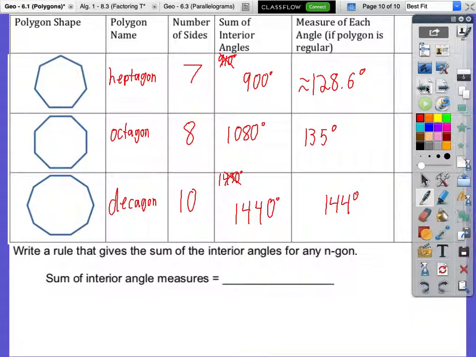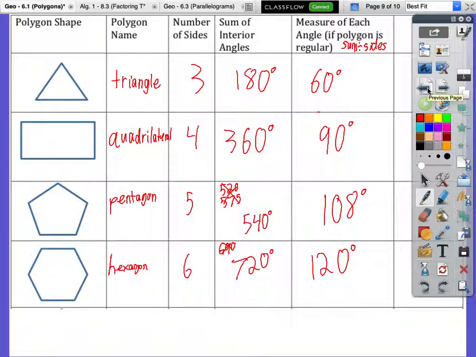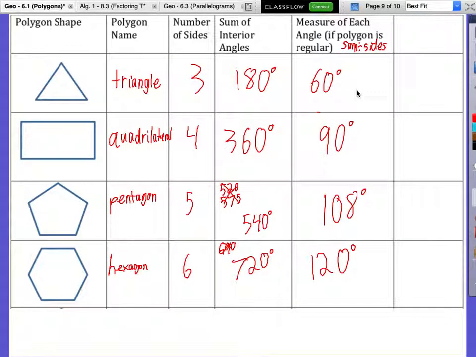Now, the reason why is right here. We'll make this last column that we haven't done yet. Guys, attention up here for the last couple minutes, please and thank you. We'll call it the number of triangles. Okay, well, how many triangles are in a triangle? Just one. Okay, and we know the sum of the interior angles of a triangle is 180.